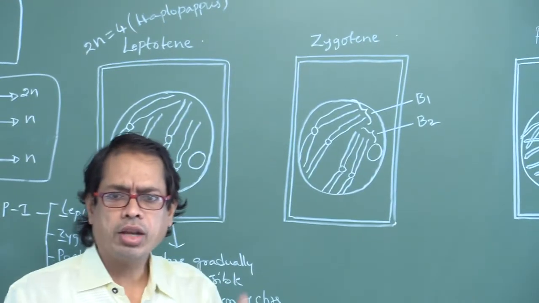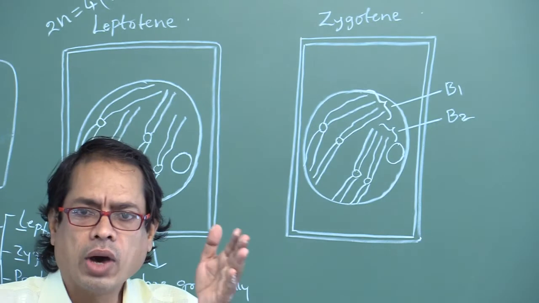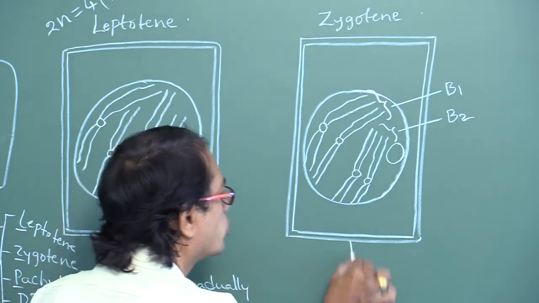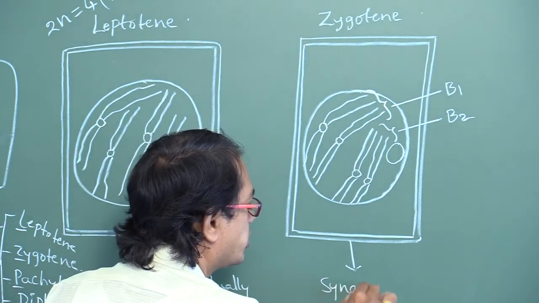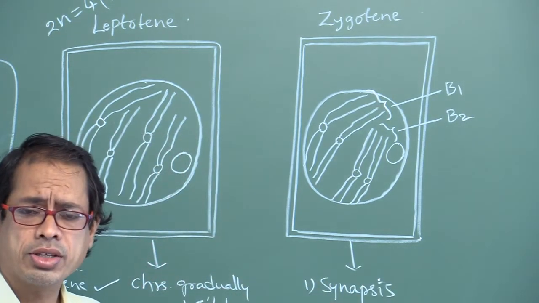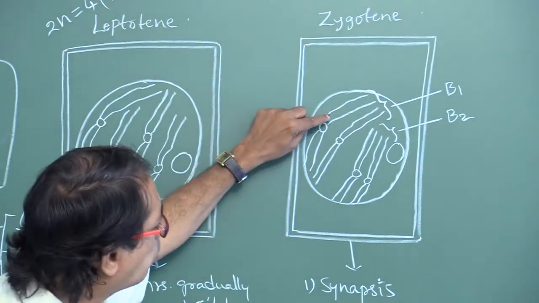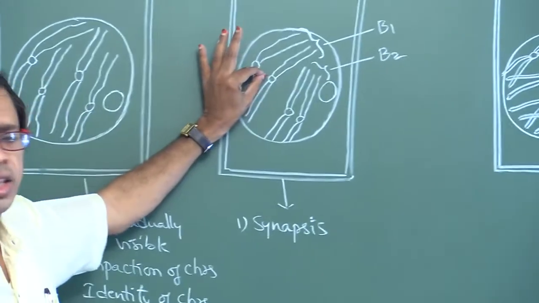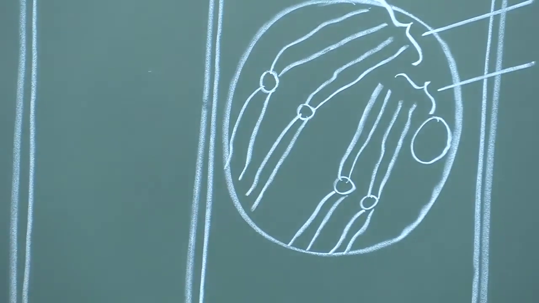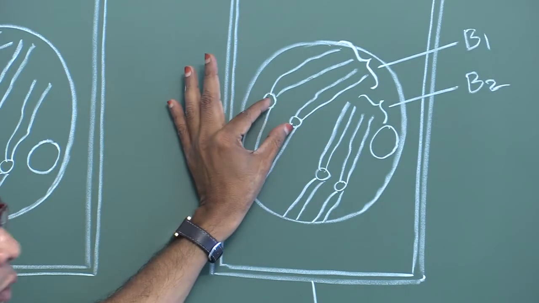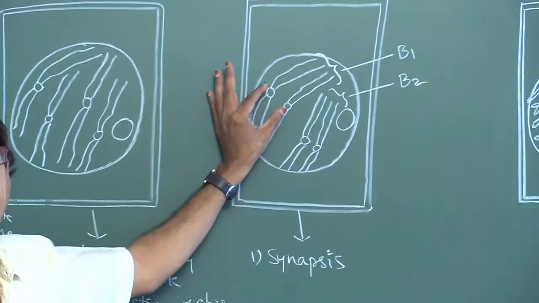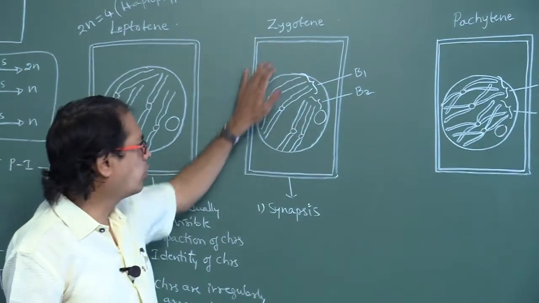Zygotene means one paternal chromosome and one maternal chromosome come close together. Coming close together means synapsis occurs. So what is synapsis? One paternal chromosome and one maternal chromosome come close together. This pairing of homologous chromosomes is called synapsis. Very, very important point: synapsis occurs in zygotene.